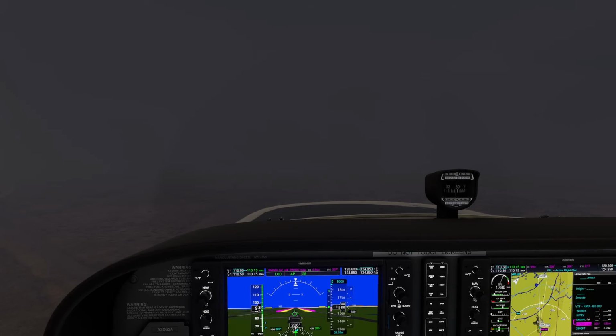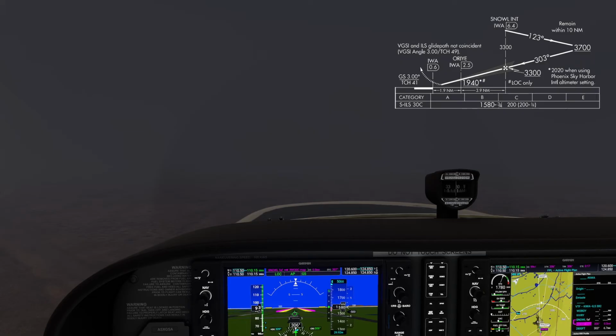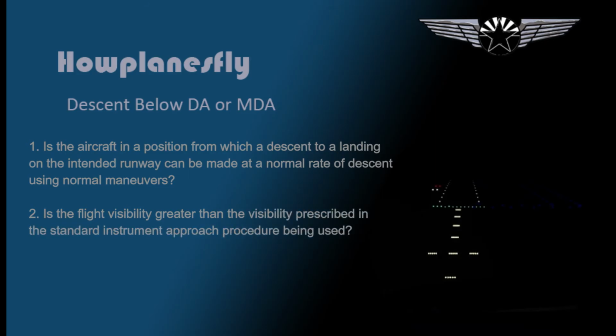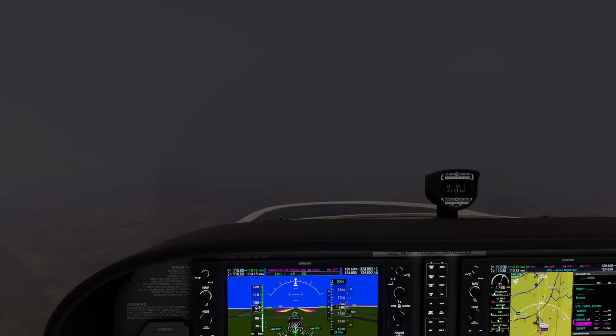In this scenario, the answer again is yes. We are established on the localizer and the 3-degree glide slope of the ILS at 90 knots ground speed and about a 500 foot per minute descent. The second and third requirements are again intertwined, and the challenge is determining the flight visibility. We need to determine, is the flight visibility greater than the visibility prescribed in the standard instrument approach being used? And do we have at least one of the components of the runway environment in sight? The answer to the third requirement is yes. We have the runway threshold of runway 13 in sight.